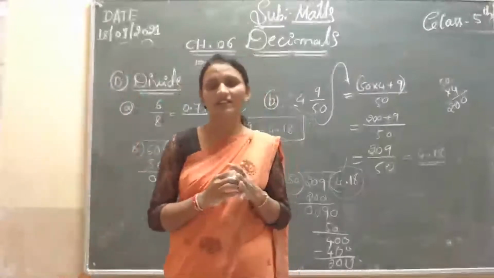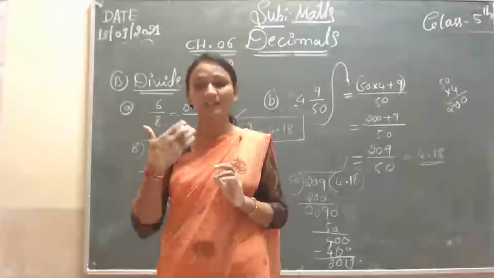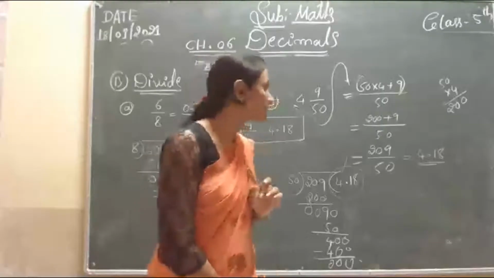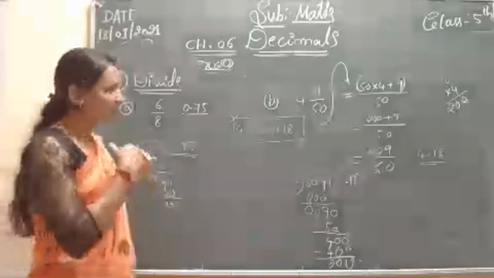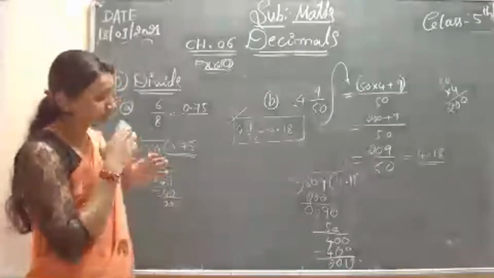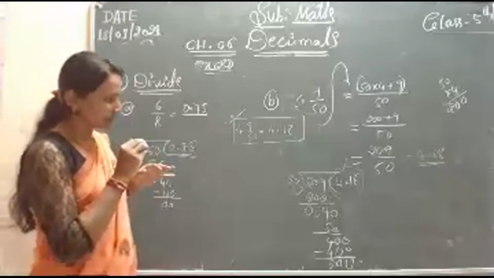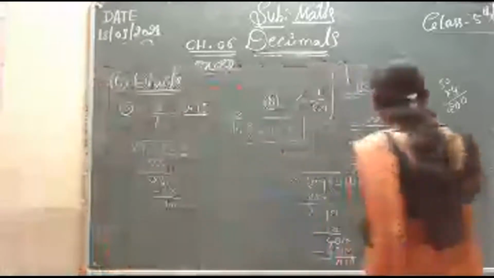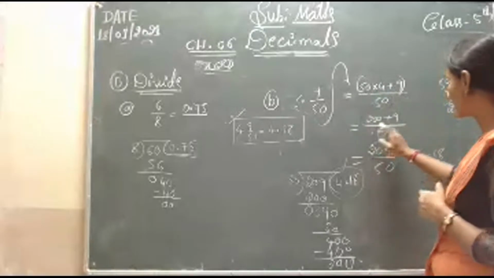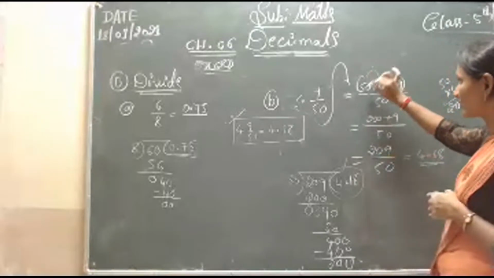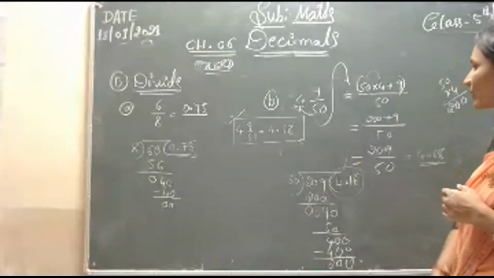Students, especially in mathematics, first observe the question. Then you have to solve it step by step, and afterwards check each step. So how do you solve it? Can you see here? I will write 50 into 4 plus 9. How do I get 200? I will do the multiplication 50 into 4, because I am taking cross multiplication. This is the method. Okay.